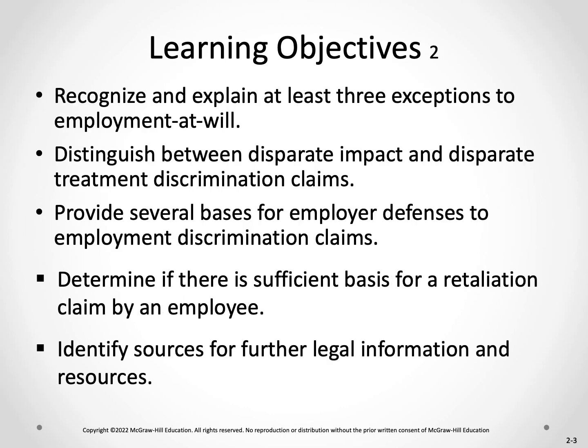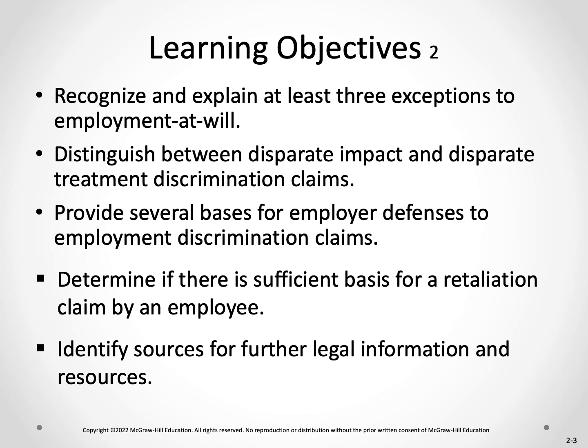So learning objective 5, recognize and explain at least 3 exceptions to employment at will. If you recall, the 4th learning objective is, are there circumstances where there is a sufficient basis to claim wrongful discharge for someone who's employed at will? And this is a great example of that. Those 3 exceptions have an impact on whether or not someone who is even at will may still have a case for an inappropriate firing or a wrongful discharge.